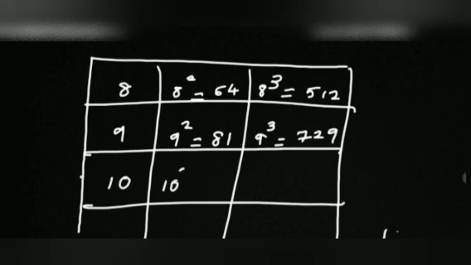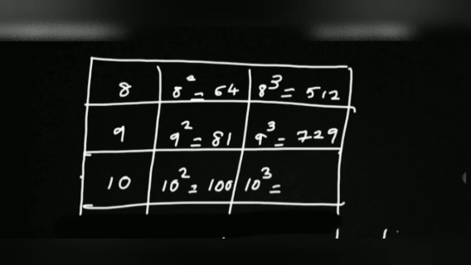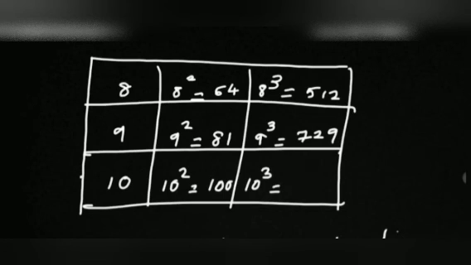Then we have 10. What is 10 squared? 10 squared means 10 into 10. What is the answer? 10 tens are 100. And finally we have 10 cubed. 10 cubed means 10 into 10 into 10. 10 has to be multiplied 3 times. 10 tens are 100. 100 into 10? Yes, 1000. Keep one 0 with 100 and it is 1000. So, 10 cubed is equal to 1000.